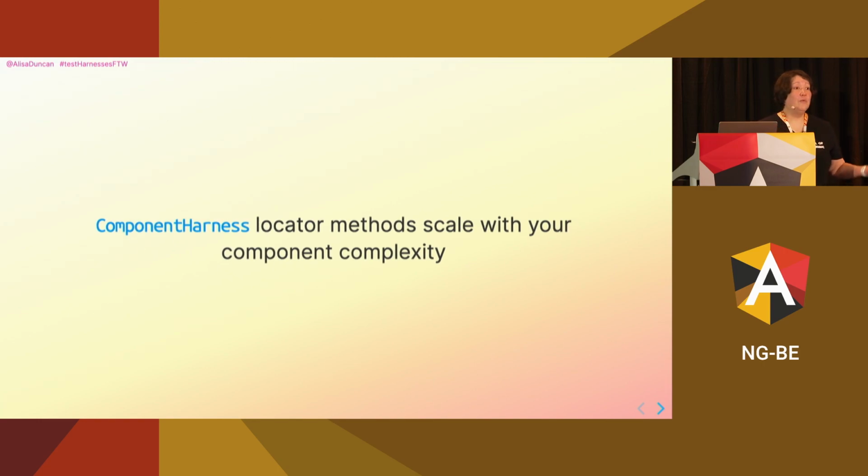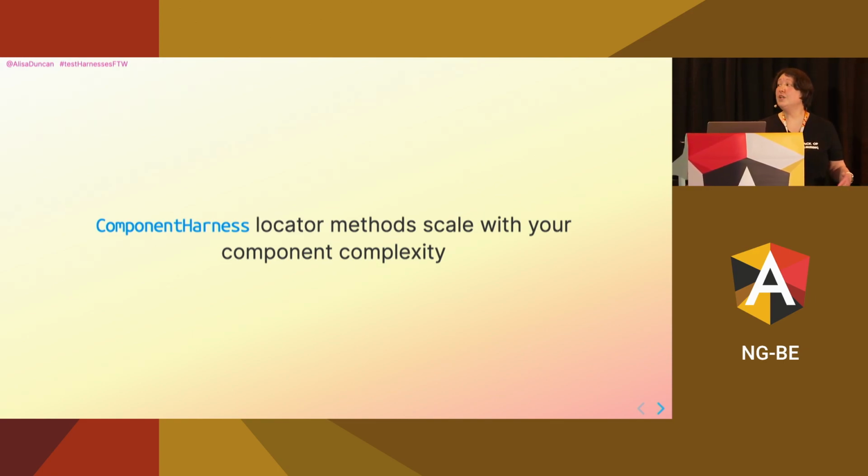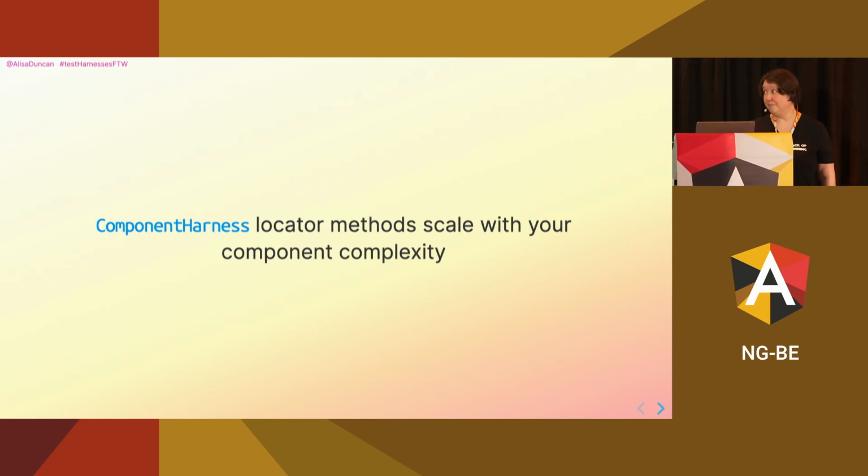In our example, we had just that one element, right? So it was pretty streamlined. However, the component harness locator methods can scale to whatever complexity your component requires. In addition to the locatorFor method that we used, there's also locatorForAll that'll return all elements of a particular type, as well as locatorForOptional if you have any conditional elements within your component.